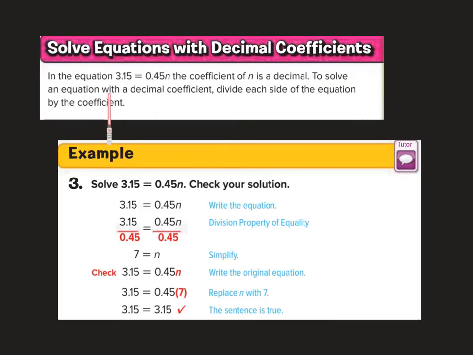Okay, next we're going to look at solving equations with decimal coefficients. In the equation 3.15 equals 0.45n, the coefficient of n is a decimal. So the coefficient is 0.45. Remember, that's the value in front of the variable.